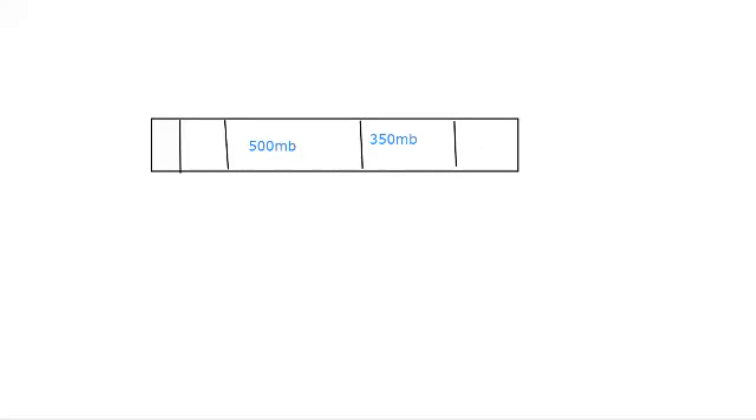Now, suppose the other 3 blocks are full. If any process arrives and the process requires 400 MB space for storage, then what will happen? It cannot be allocated to the 350 MB block because it requires greater storage. So it will be allocated to the 500 MB block. As a result, there will be a wastage of 100 MB of memory because that 100 MB will not be used by any other process. So it gets wasted.